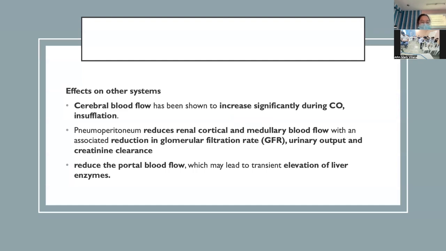Effects on other systems: cerebral blood flow has been shown to increase significantly during carbon dioxide insufflation. Pneumoperitoneum reduces renal cortical and medullary blood flow, and is therefore associated with decrease in GFR, urinary output, and creatinine clearance. There is also reduced portal blood flow, which may lead to transient elevation in the liver enzymes.